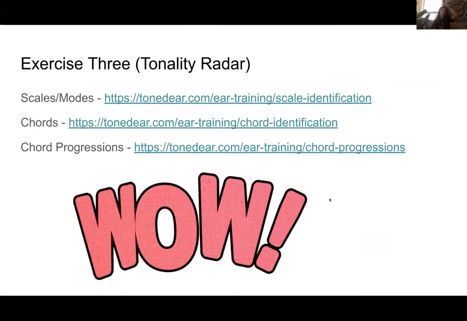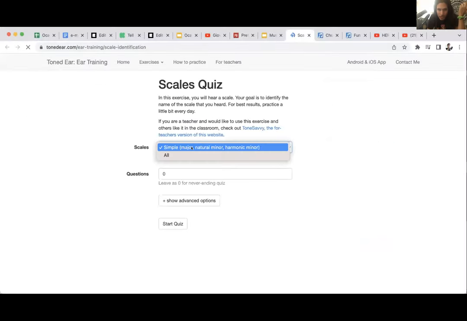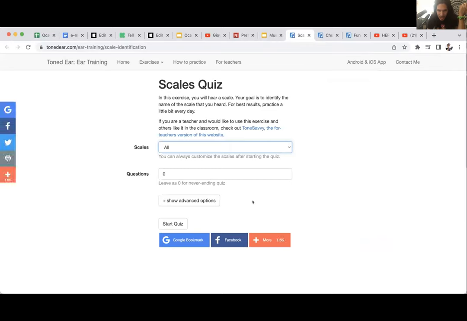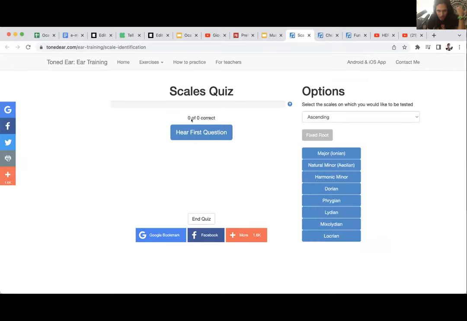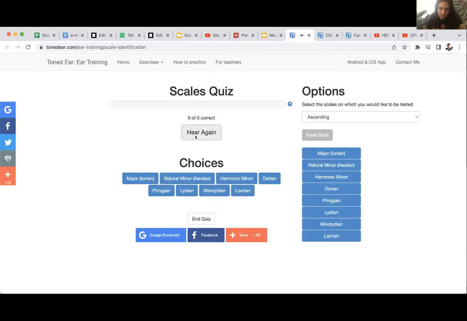Obviously, there's scales, modes, chords, chord progressions, all the stuff you can practice. My favorite is doing modes. And here's the thing, y'all, this is my last little exercise. I want you guys to be able to tell me what scale we're playing. Like, there's major, minor, once you start to learn all the different modes. Major, minor, what scale is this? Can you guys tell what scale?